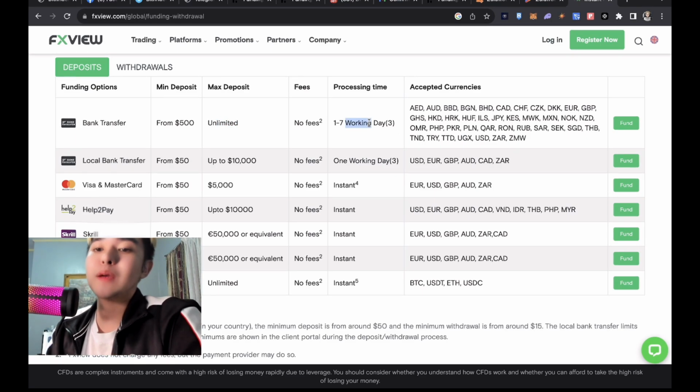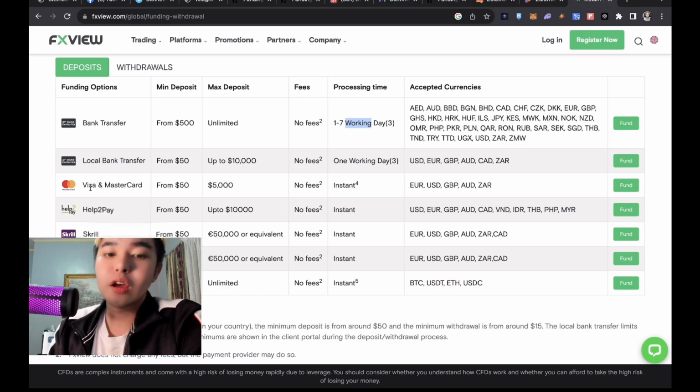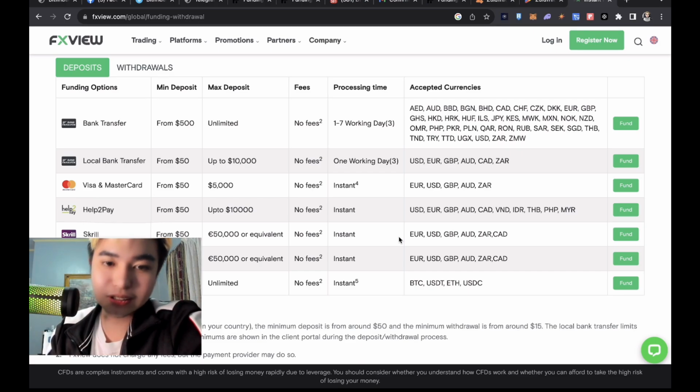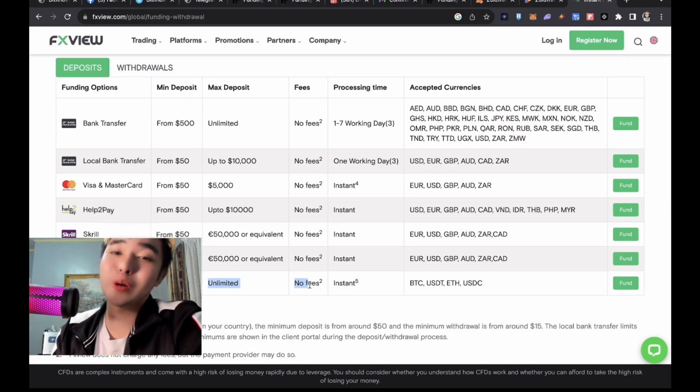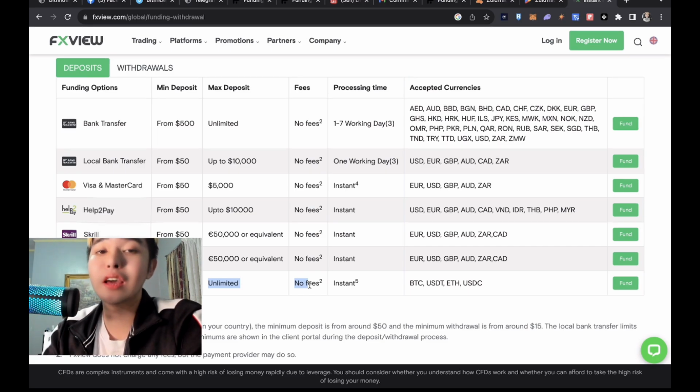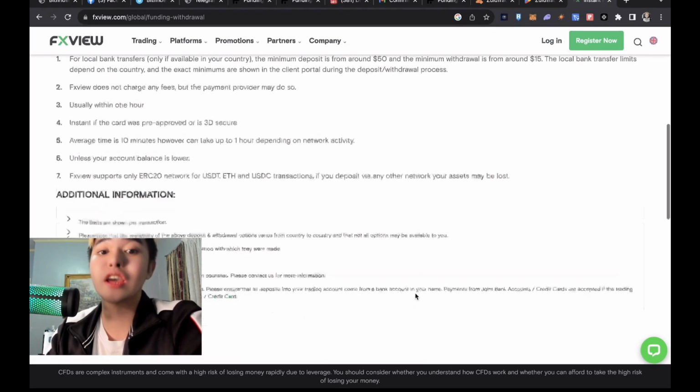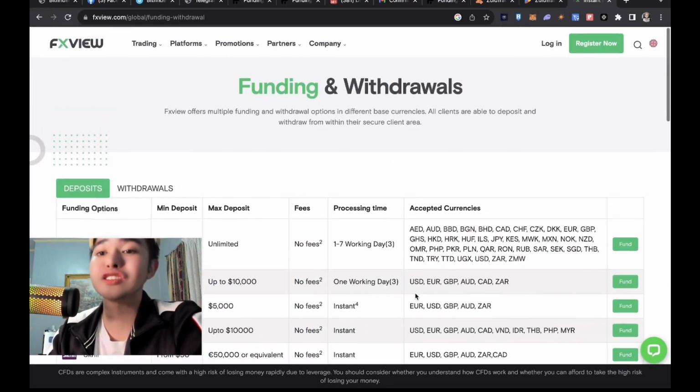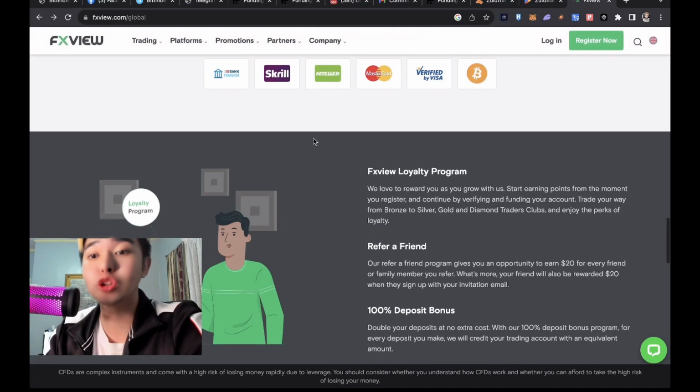The processing time is 1 to 7 working days, and the last options are instant, so you don't need to wait. So I suggest if you have crypto, most of us have crypto, guys, most of my audience have crypto, then you can invest what you can afford to lose and you can trade what you can afford to lose. And of course, the decision is still up to you how much you will invest.